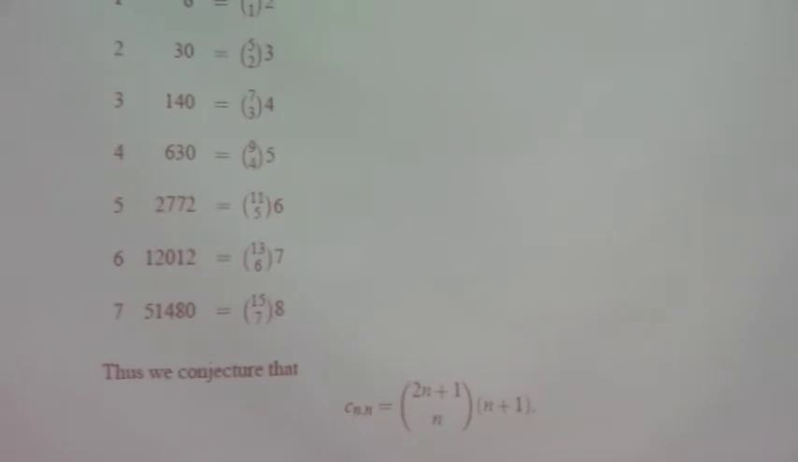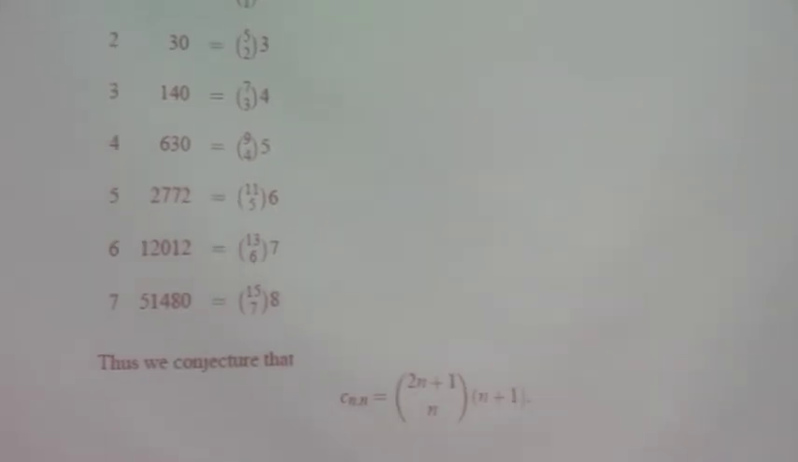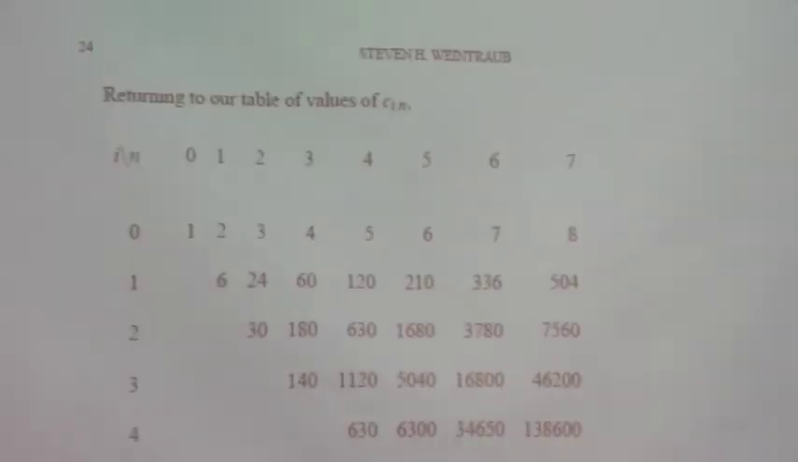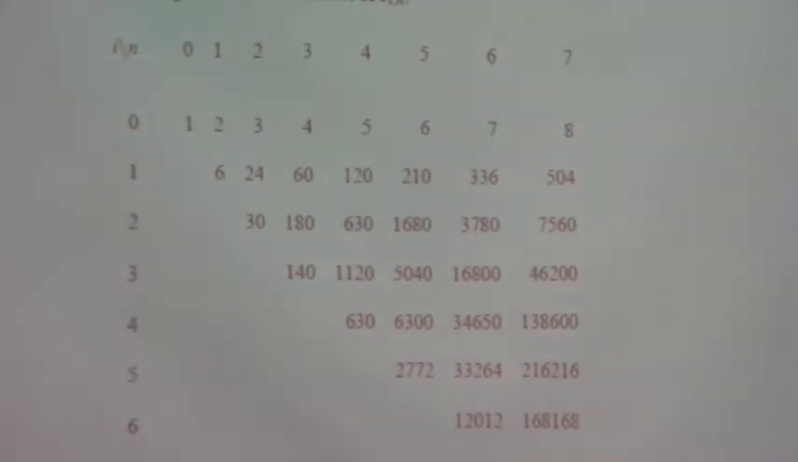Okay, so we've determined the high order coefficient of this guy. Now we'd like to determine all the coefficients. So we go back to this triangular matrix and we have a look. Well, remember that the coefficients go in the columns.